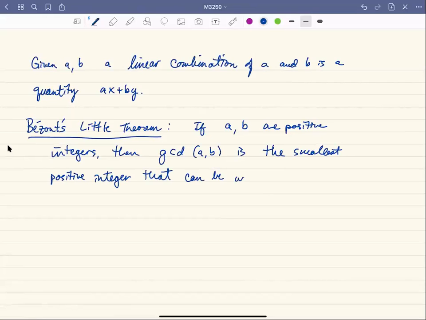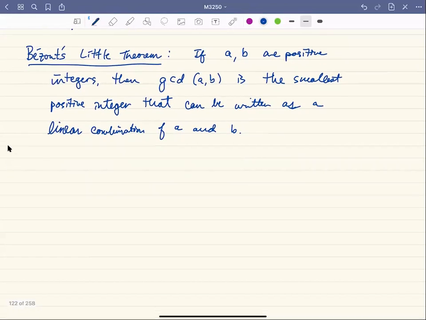Okay, so that can be written as a linear combination of A and B. I am not going to prove this completely. I'll leave the details to you. But a few things that I want to say.